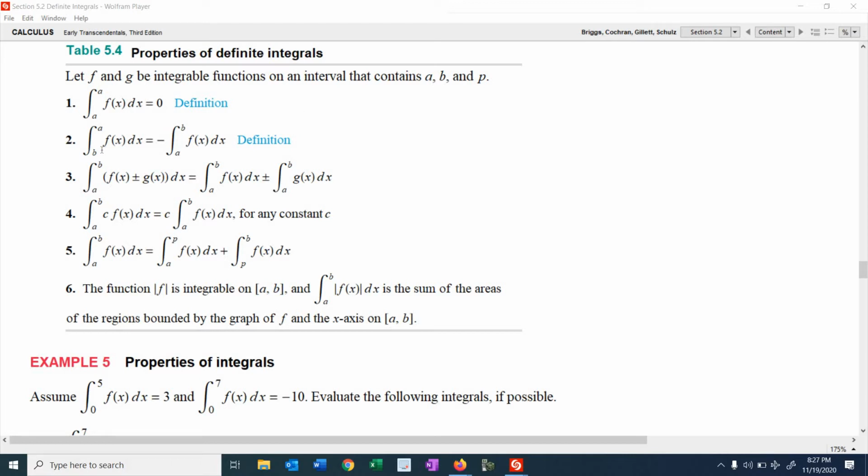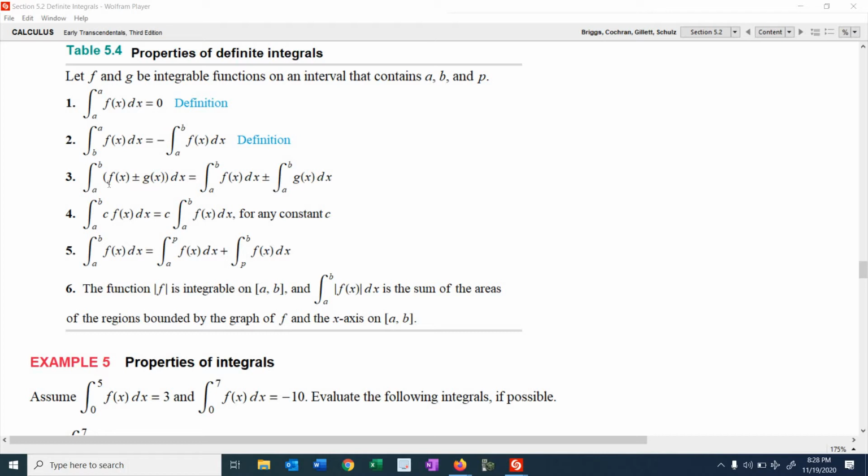The second one says that the definite integral from b to a of f of x is equal to the negative of the definite integral from a to b of f of x. So in other words, if you switch the upper and lower limit here on the definite integral, then you have to put a minus sign in front of the definite integral.